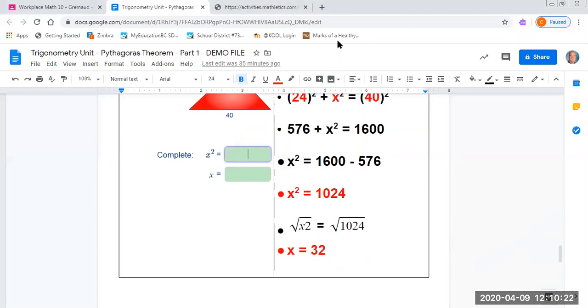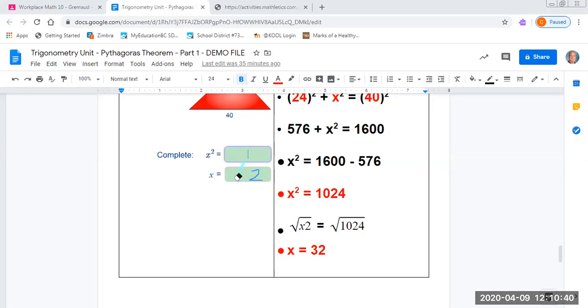So to clarify, what I would be putting into my answer here is 1024, because that is what x squared is. And then when I find x itself, it's the square root of that, which would be 32. So that's how I would answer that question.